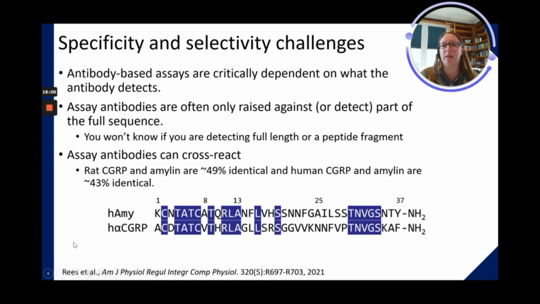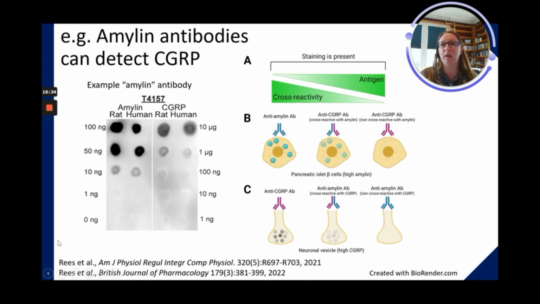Another factor to consider is whether you have cross-reactivity with your assay antibodies. And this is particularly acute when we consider CGRP versus Amylin, because they are close to 50% identical in amino acid sequence. So that means if an antibody is raised against the C terminus here, there's a high chance that you could see cross-reactivity because you have a lot of similarity between those sequences. And this does in fact occur. Amylin antibodies can detect CGRP.